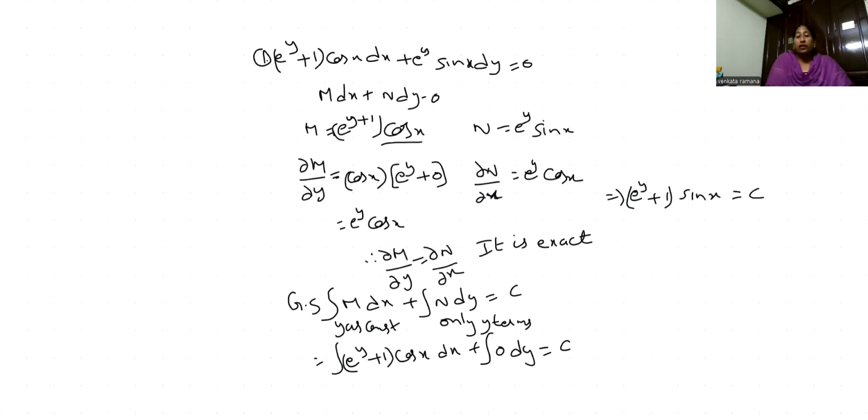So one more problem we need to solve: what happens if ∂M/∂y is not equal to ∂N/∂x? Then it is not an exact differential equation. So how can we convert it into an exact differential equation? By using some integrating factor. We multiply by the integrating factor, and then it becomes an exact differential equation. So we are doing some non-exact differential equations.